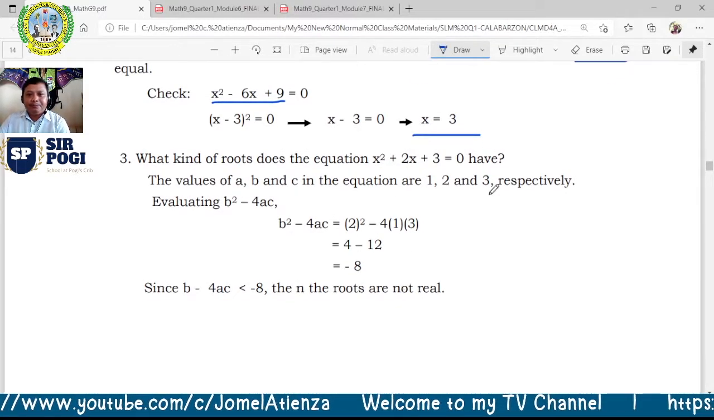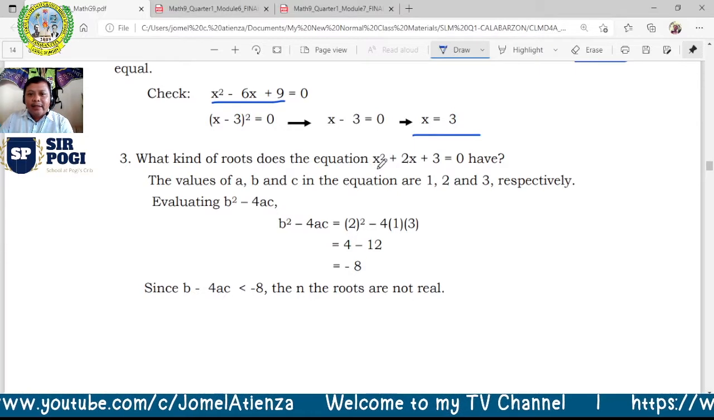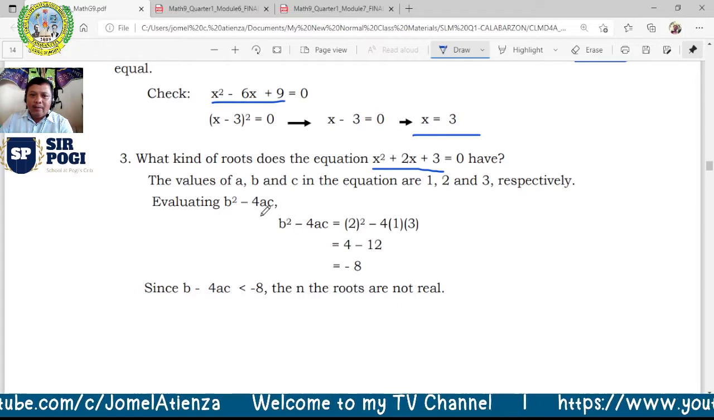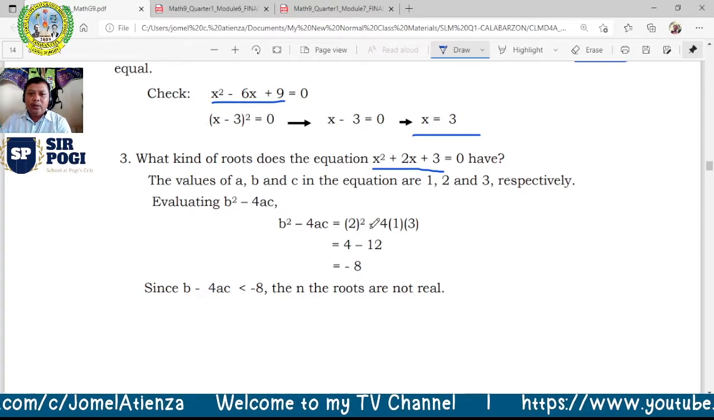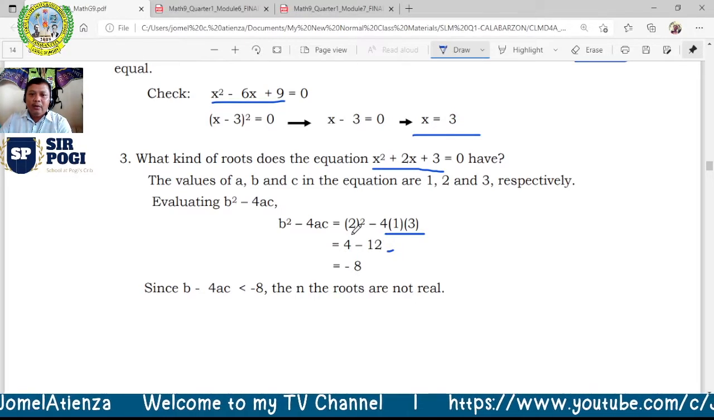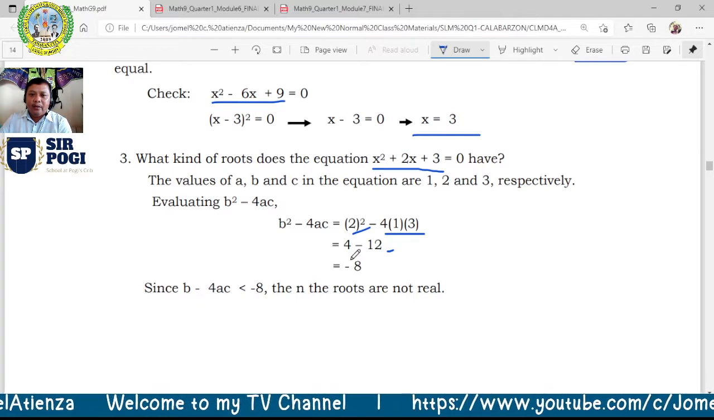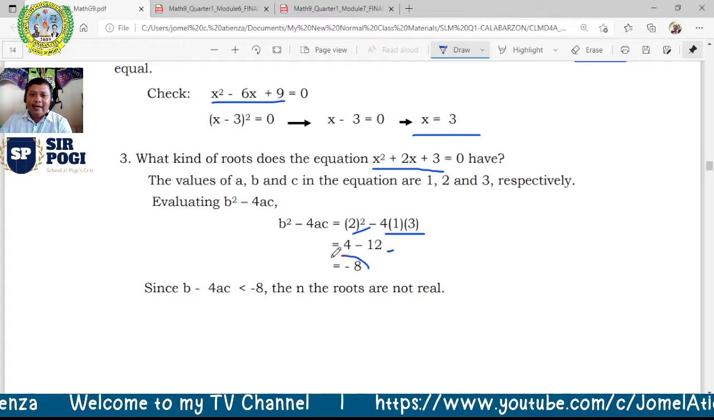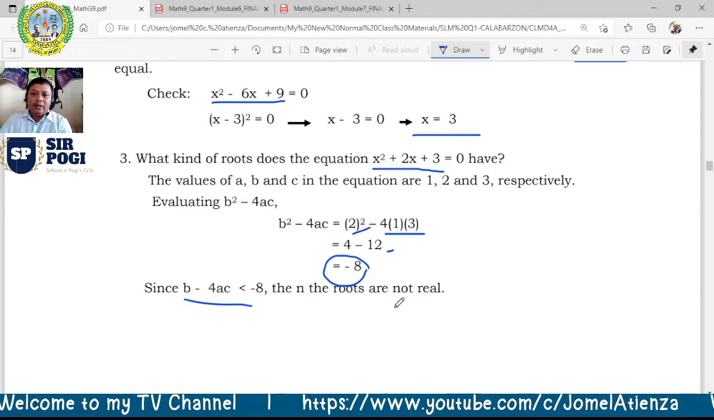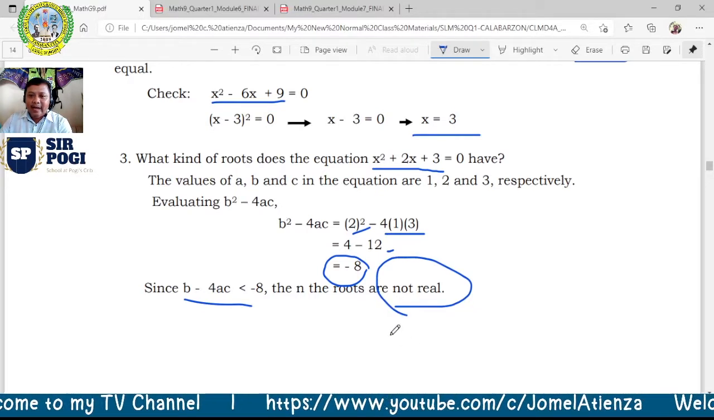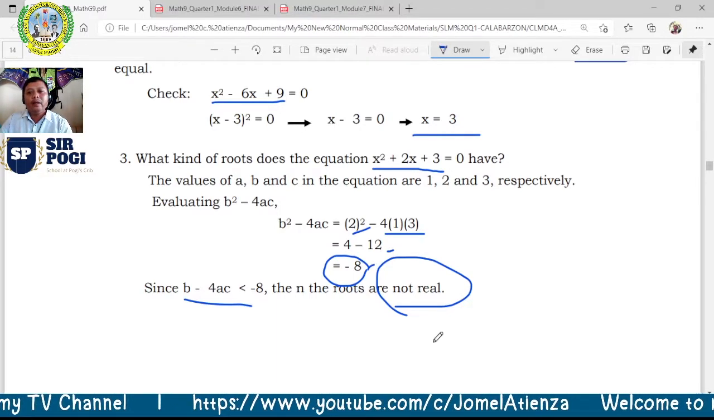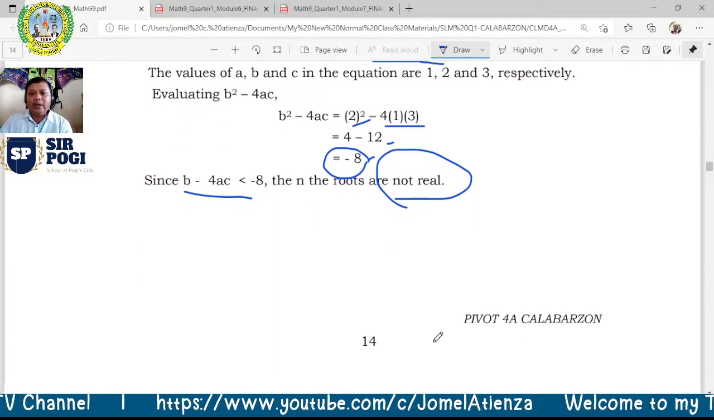Another example, we have x squared plus 2x plus 3 equals 0. Substitute again the value of a, b, and c. We have 2 squared minus 4 times 1 times 3, and the product is 12. And the value of 2 squared is 4. So 4 minus 12 is negative 8. Kung negative 8 po siya, so therefore, the roots are not equal. Take note of that. They are not equal kasi negative yung ating nature of roots. Okay?